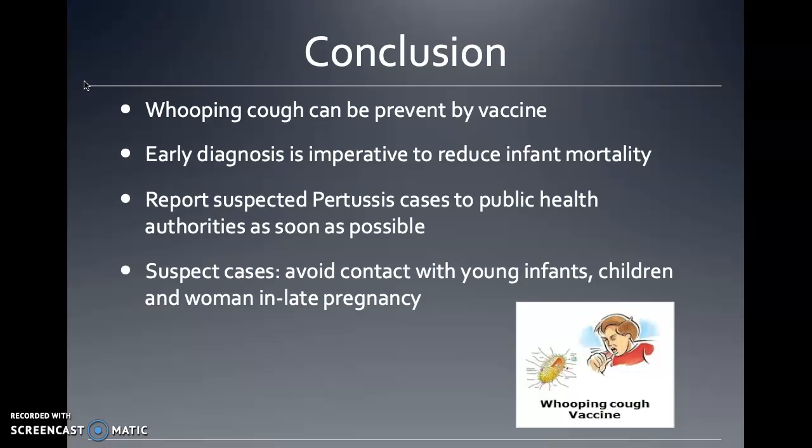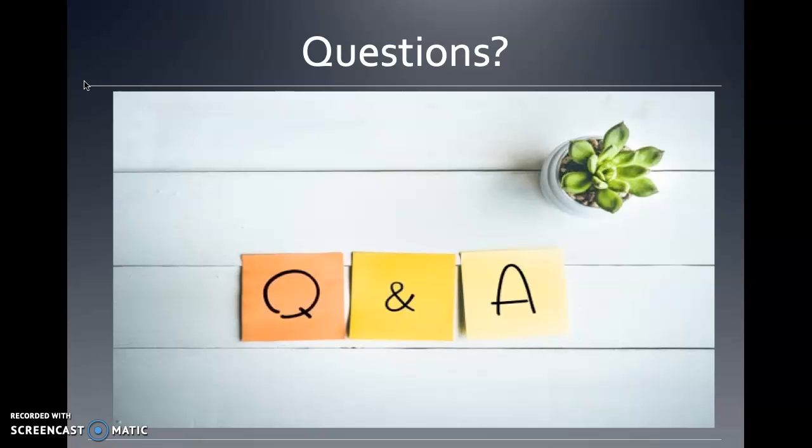Conclusion. Whooping cough can be prevented by vaccine. Early diagnosis is imperative to reduce infant mortality, and we have to report pertussis cases to public health authorities as soon as possible. In suspected cases, avoid contact with young infants, children, and women in late pregnancy. Any questions?